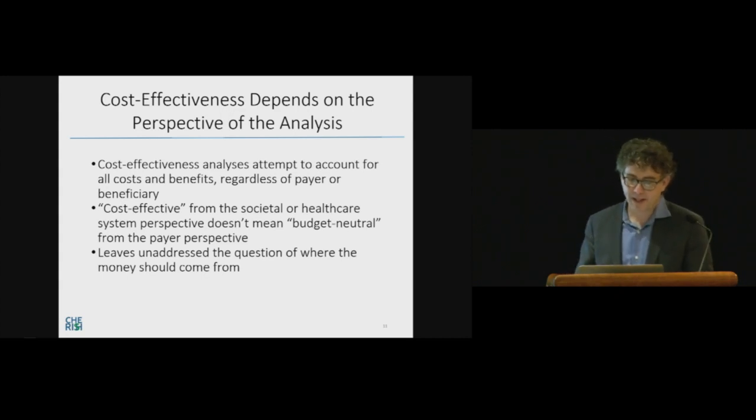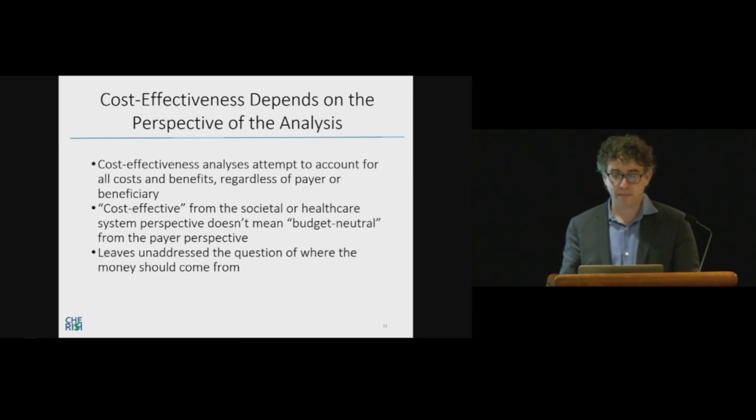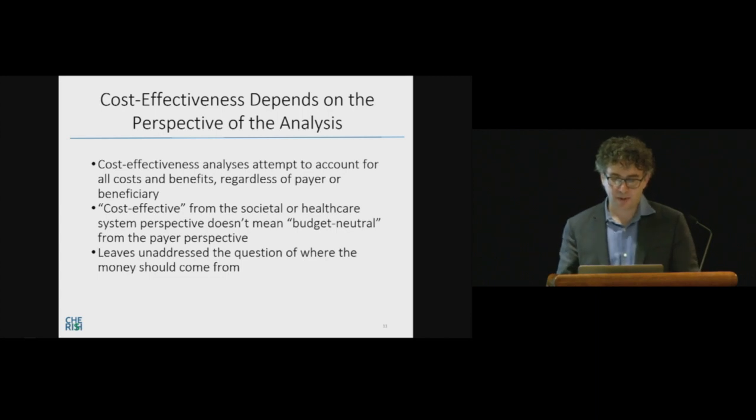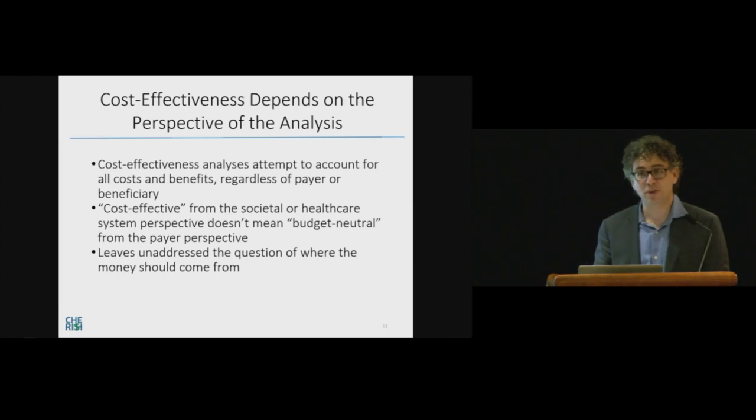So cost effectiveness analysis attempts to account for all the costs and the benefits, regardless of the payer or the beneficiary. So this has come up since I got here a little bit late, a couple of times already, the idea of the perspective. Cost effectiveness analysis assumes a perspective of society. We say, well, we're making social policy decisions, therefore we should be including all of the costs and all of the benefits into this analysis because everyone is being affected by this decision making. When you say something is cost effective from the societal or healthcare system perspective, that doesn't necessarily mean it's budget neutral to the payer, right?